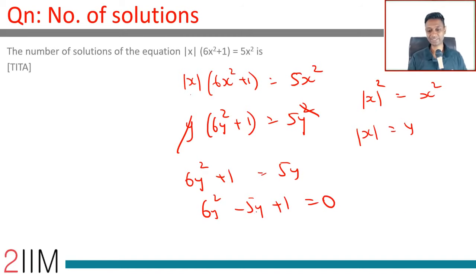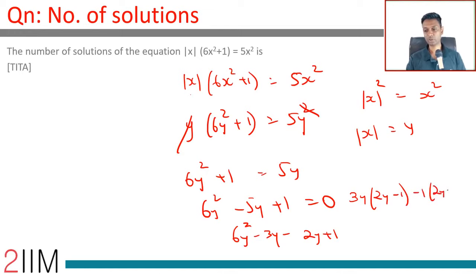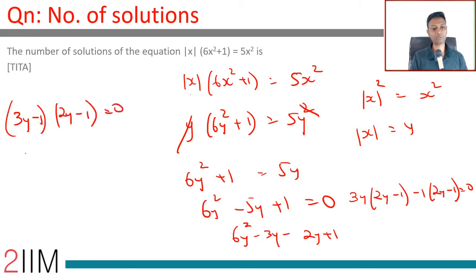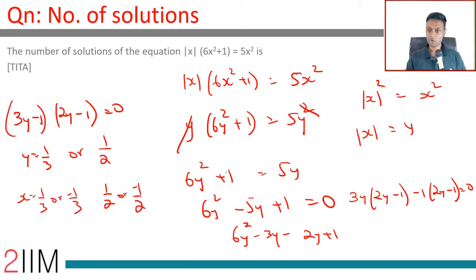Number of solutions. Brilliant. We break this: 6y square minus 5y plus 1 is 6y square minus 3y minus 2y plus 1. So it is 3y into 2y minus 1, minus 1 into 2y minus 1, is 0. 3y minus 1 into 2y minus 1 equals 0. y is 1 by 3 or 1 by 2. Brilliant. Now y is mod x, so x could be 1 by 3 or minus 1 by 3, 1 by 2 or minus 1 by 2. All of these will work. So there are 4 values for this. Brilliant. The answer is 4, and I did this and I got a minus 1.